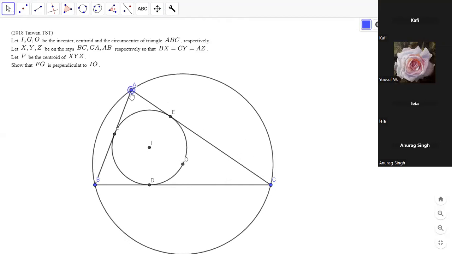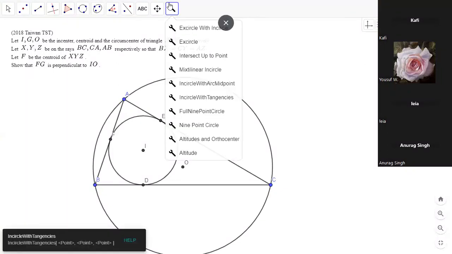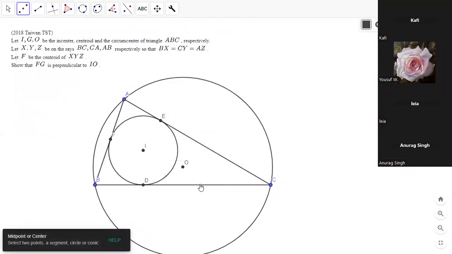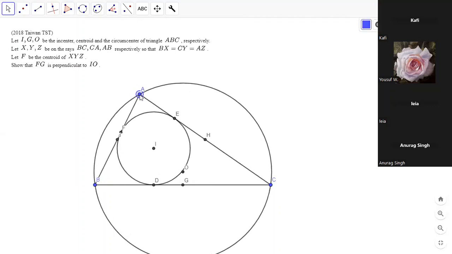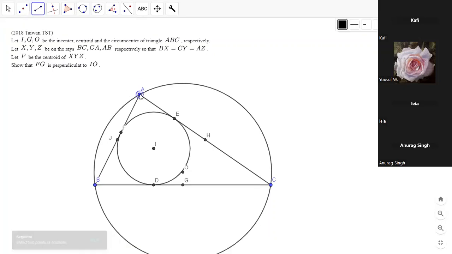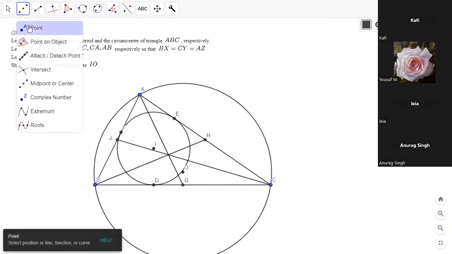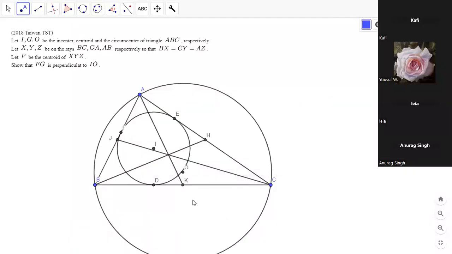And G is the centroid. I haven't made any tool for the centroid, so I'll draw that right now. And it should be G. So we have this, this, and this, and they intersect at a point, which let me rename first. It's K, and this should be G.